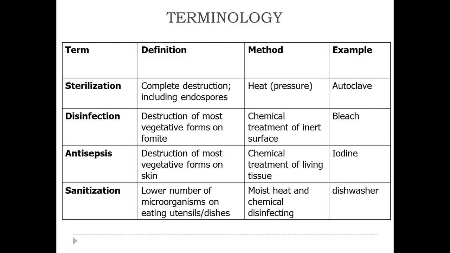Degerming is the removal of microbes from a limited area. That's when we wipe with alcohol, using an alcohol pad before we inject with a needle. Sanitization lowers the number of microorganisms in eating utensils and dishes to meet public health standards. Sanitization may simply refer to thorough washing with soap and detergent. An example of this would be a dishwasher.